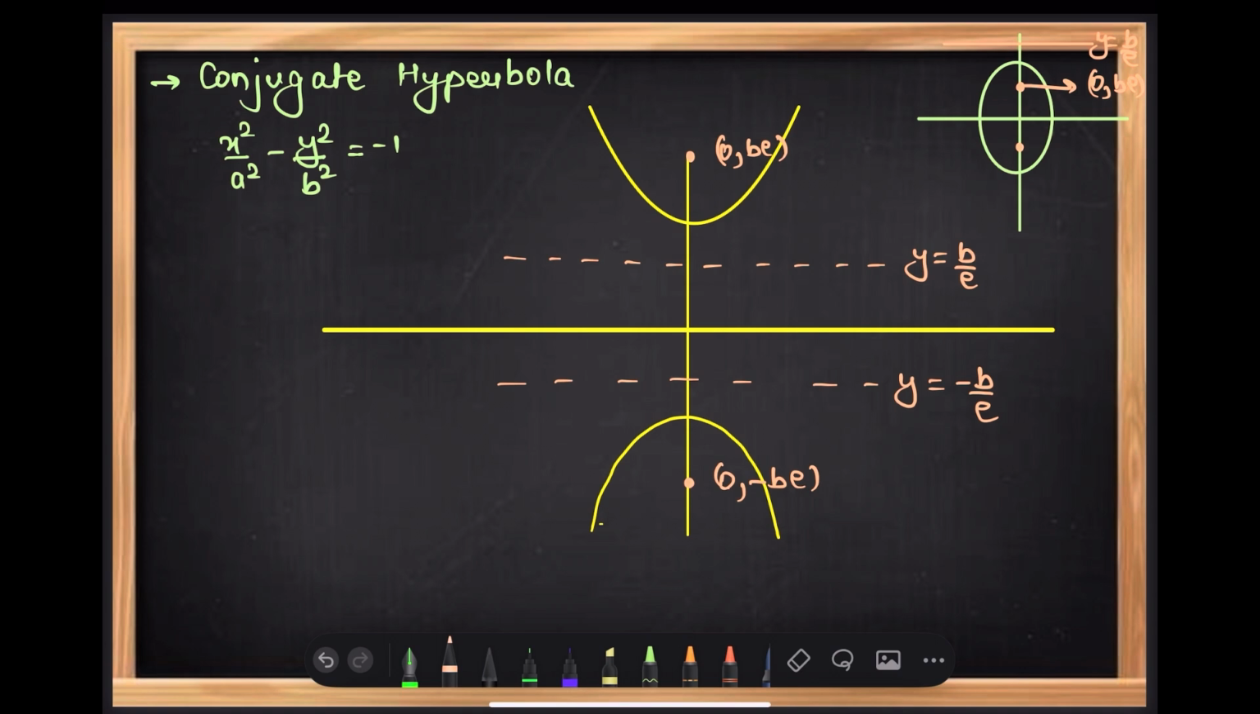Now look at this. Again there will be an auxiliary circle which will pass through the vertex of hyperbola. So this is your auxiliary circle. Okay, you can write down the equation by using this as the diameter. Okay, this is auxiliary circle.